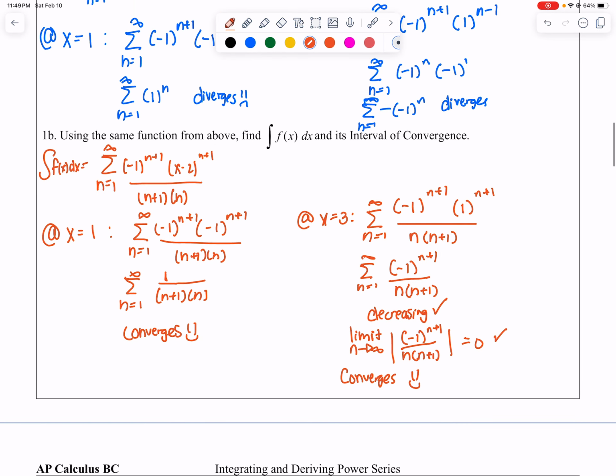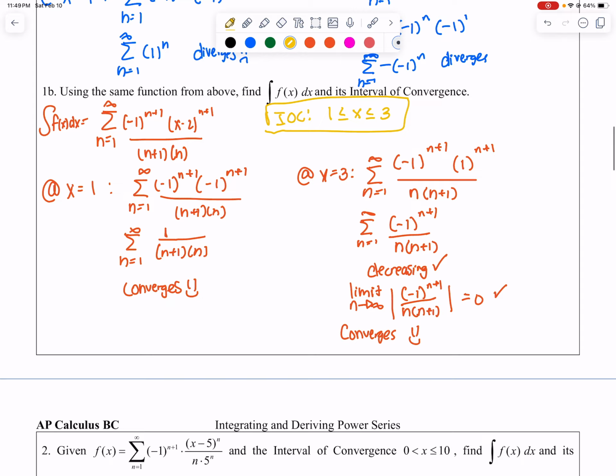So we know that my interval of convergence is going to be including 1 and 3. So that's that. All right. Let's look at number 3.